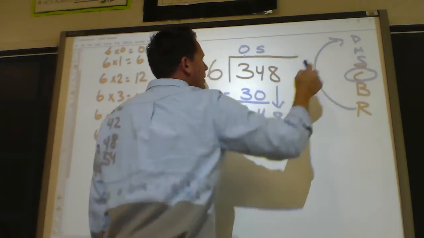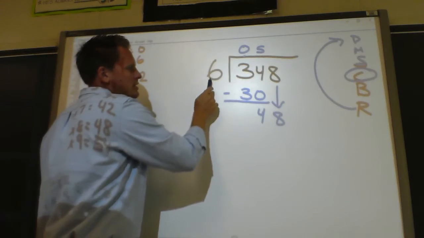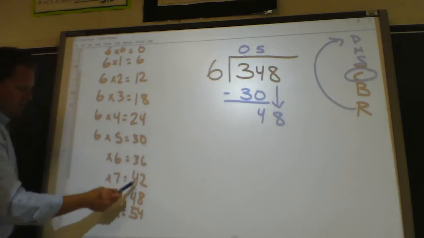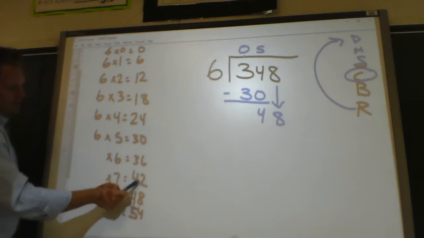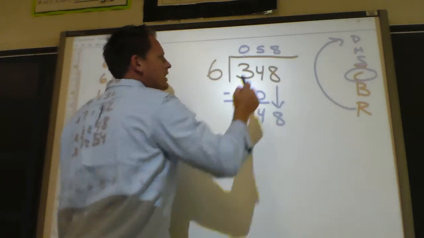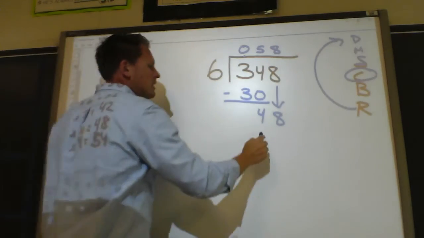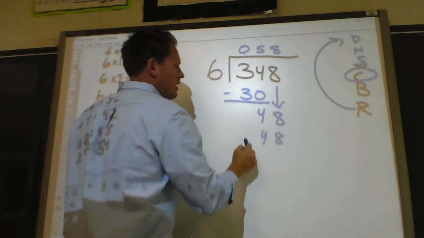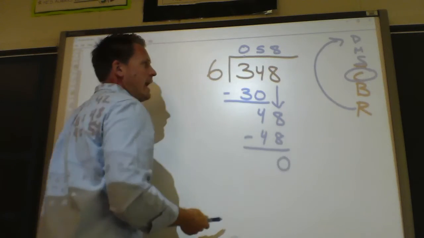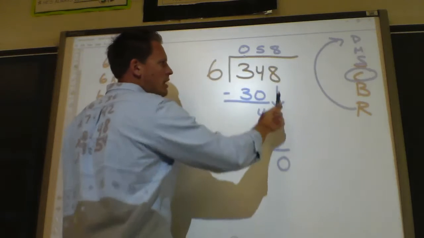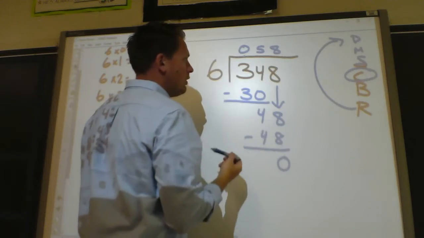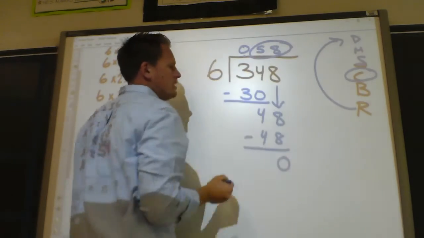We go back to the top. Divide. How many times does 6 go into 48? 6 goes into 48. Take a look over here. All right, 6 times 7 is 42. 6 times 8 is 48. It fits in exactly 8 times. 8 times 6 is 48. After we multiply, we subtract. 48 minus 48 is 0. And now that I've reached the end of my number, I've reached the ones place, and I have a remainder of 0, I know that my answer is 58.